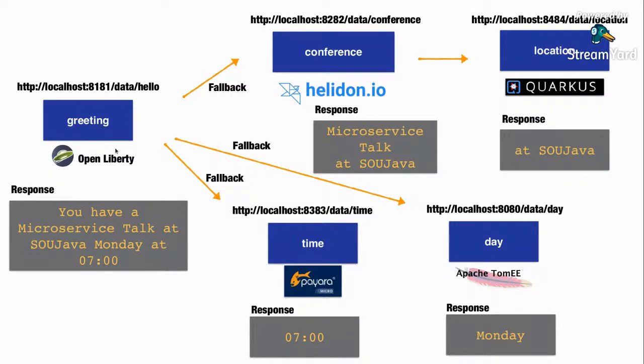And you see here from the greeting service, I have fallbacks to the conference, the day, and the time service. So it will give me some alternatives in case these services are down, because this is pretty complex for a solution for a simple problem. So let's look at this code.